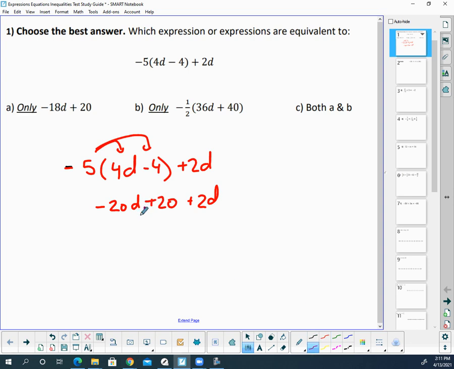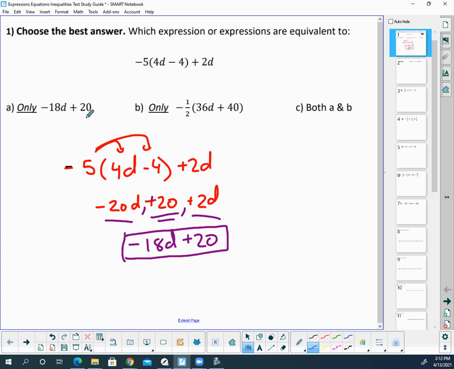I put little commas in to separate my terms, so if you're one of Mrs. DeValue's students, you might not have seen that, but that's how I do it. -20d and +2d together make -18d. I'm left with +20. So the expression we are looking to match is -18d plus 20.